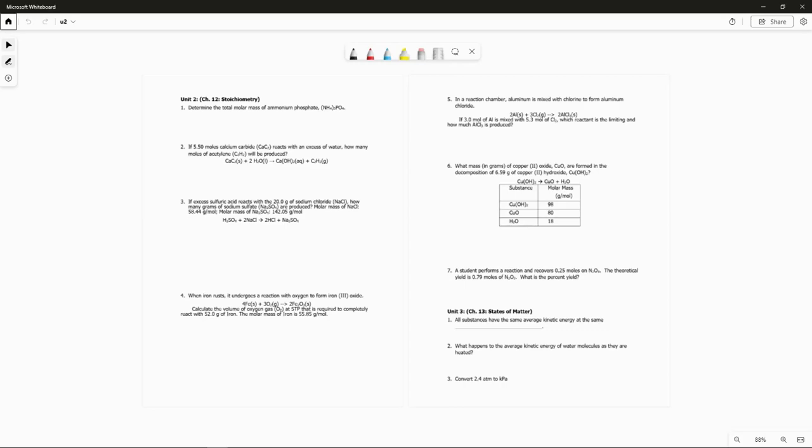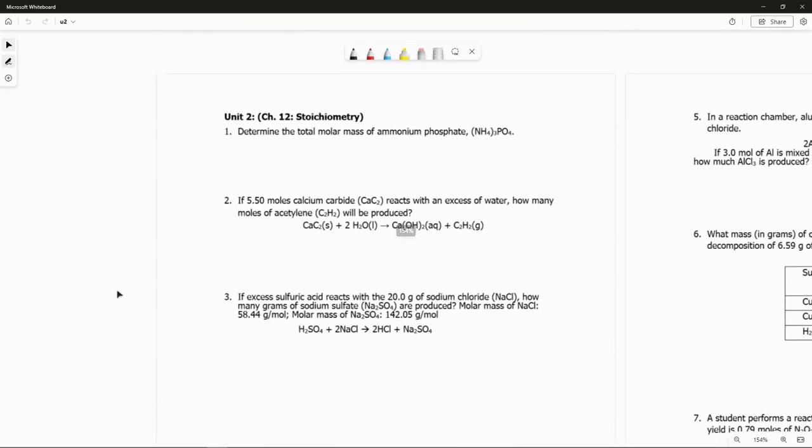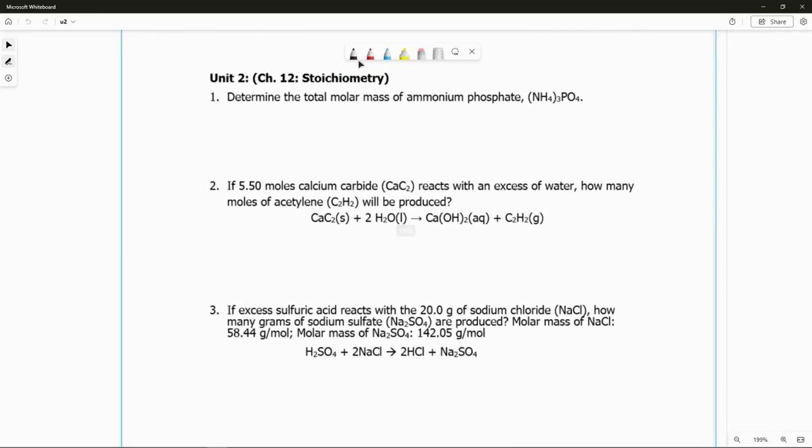All right, let's go over Unit 2, which is Stoichiometry. And this will be quite the refresher because this was our second unit, and I doubt it would be fresh on anyone's mind. All right, so let's start with question 1.